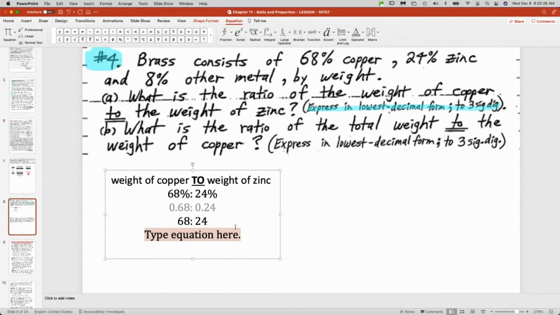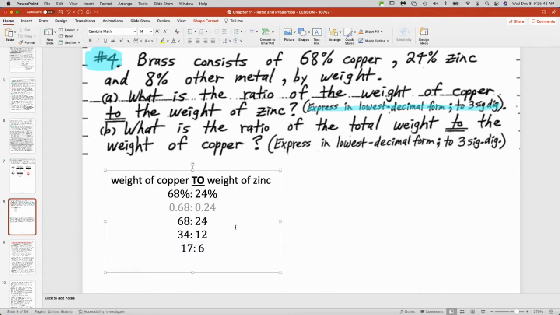They're both divisible by 4, but maybe you don't feel like dividing 68 by 4. So don't divide 68 by 4. Divide 68 by 2. That'd be 34 to 12. Notice that they're both even. So that's 17 to 6. And that's the exact answer. But the question talks about lowest decimal form. So when you want lowest decimal form, then what you want to do here is divide both sides by the smaller number.